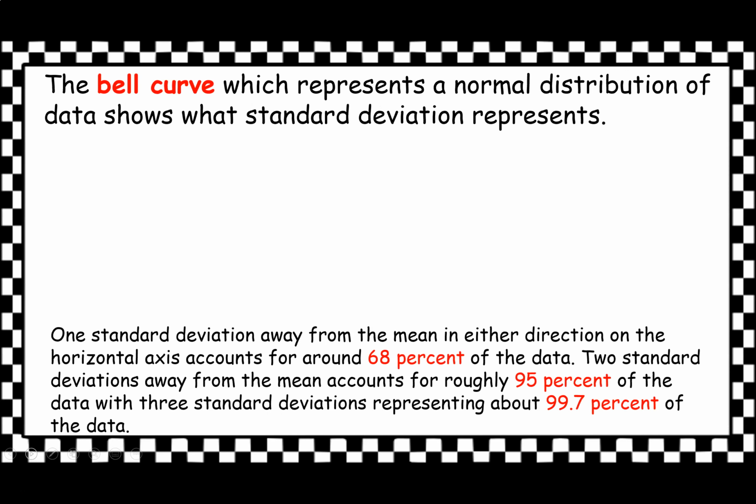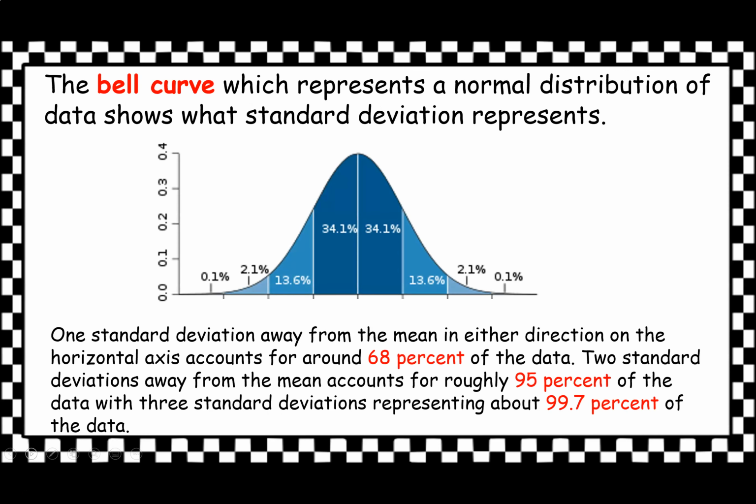Let's get started. Normal distribution. The bell curve, which represents a normal distribution of data, shows what standard deviation represents. So we just spent a whole video on standard deviation, and we should realize that if it is a perfect bell curve or normal distribution, then we should have our average right here in the middle.